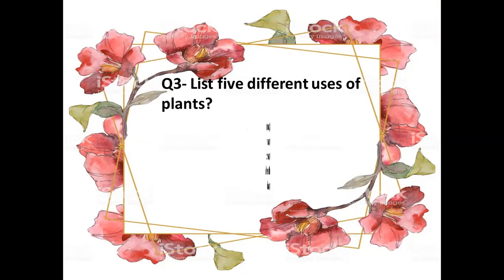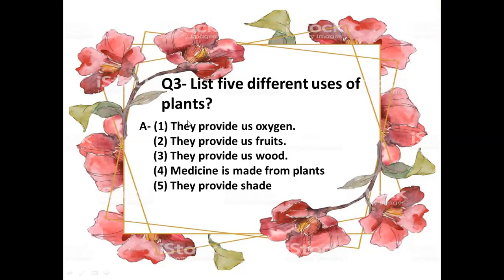They provide us oxygen. They provide us fruit. They provide us wood. Medicines are made from plants. They provide us shade. If you know any other uses, you can also write them.